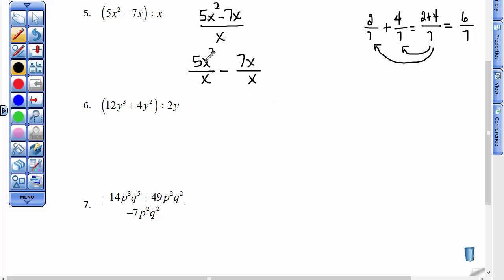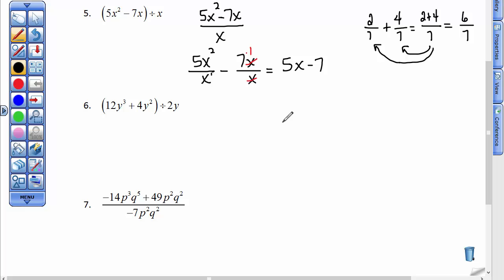And now I have a monomial divided by a monomial. So I'm going to subtract these exponents. So x to the second over x to the first gives me just x. So my final answer will be the 5 and that x. The x's right here cancel out because they're equal to 1. So you have 7 times 1 right there, which is just 7, and we're all done.